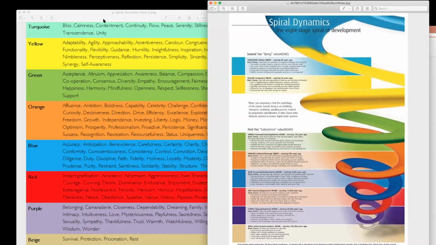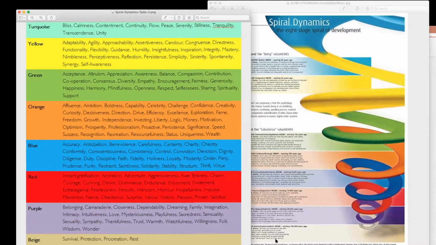But when they're applying this to a society, they're saying that this beige level, now the whole emphasis, the values that governed your life were about survival, protection, procreation, and rest. And this is starting to be about 100,000 years ago. And this is all about the instinctive or the survivalistic memes. They're going to be talking about memes and all sorts of goodies as you go on.